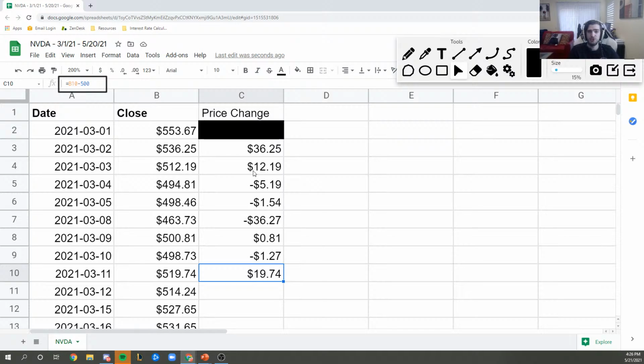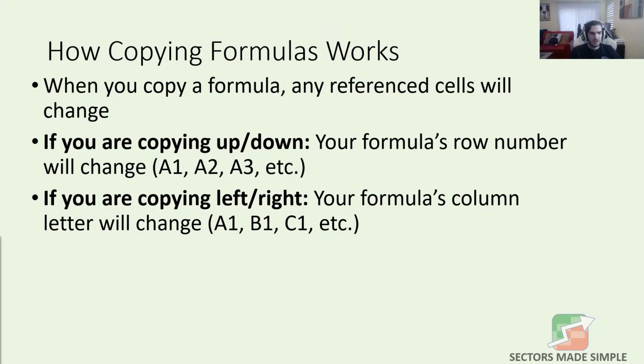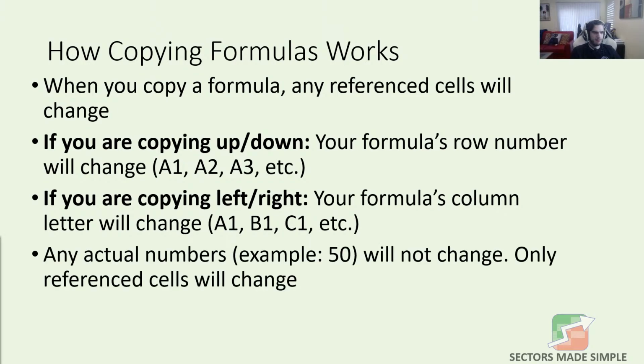The numbers won't change. The only thing that will change is if we're pointing to a cell, as we move it down, the reference is going to move down too. And if we move it to the left or to the right, our reference will move to the left and right as well. So again, anytime we are using actual numbers, like 50, 500, 200, whatever, the numbers will not change, only the referenced cells will.